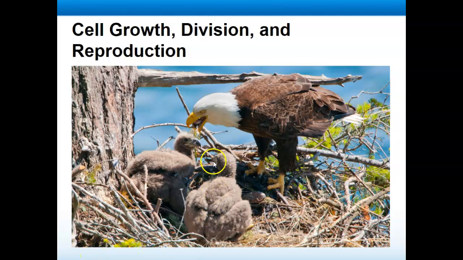Our unit for the next 2 weeks is going to be cell growth, division, and reproduction. You can see in this picture we've got a mama eagle feeding her baby eaglets. These baby eaglets started off as one cell, and after a period of time to grow inside the egg inside their mom, and then when the egg was laid, they grew some more inside that egg. And then after the egg hatched, they can grow a lot beyond that until they turn into an adult bird like their mom.